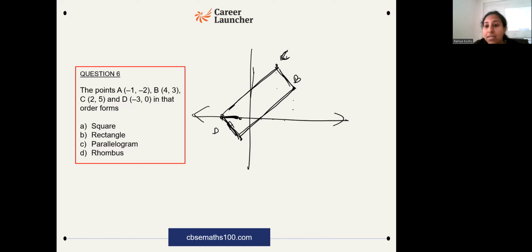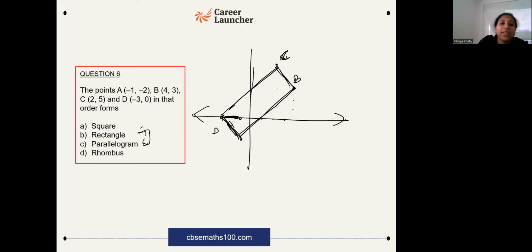But in case you are doing this the long way, what is the method you will do? You will use the distance formula. If all sides are equal, it could be a square or a rhombus. If only opposite sides are equal, it will be a rectangle or a parallelogram. Correct? How do you check once you get only opposite sides equal?